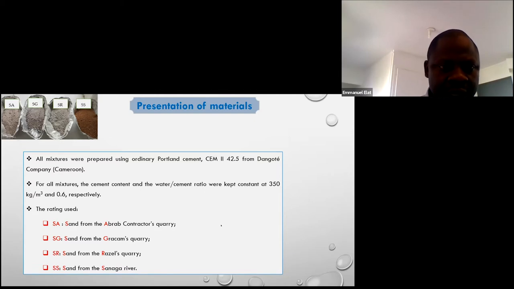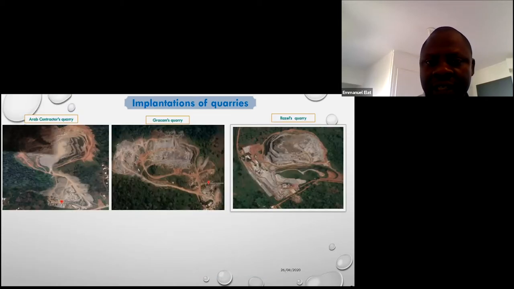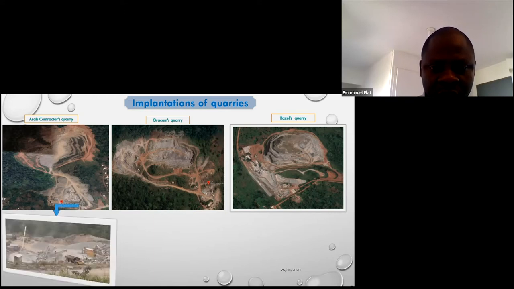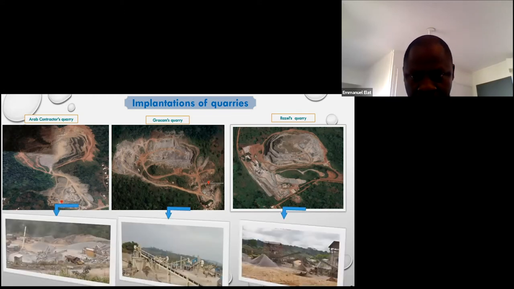The rating used for the sand: SE corresponds to the sand from the Arab Contractors quarry, SG from the Gakam quarry, SR from the Hazel quarry, and SS is from the river, the river sand. Now we present the implementation of those quarries with the system of exploitation of rocks.